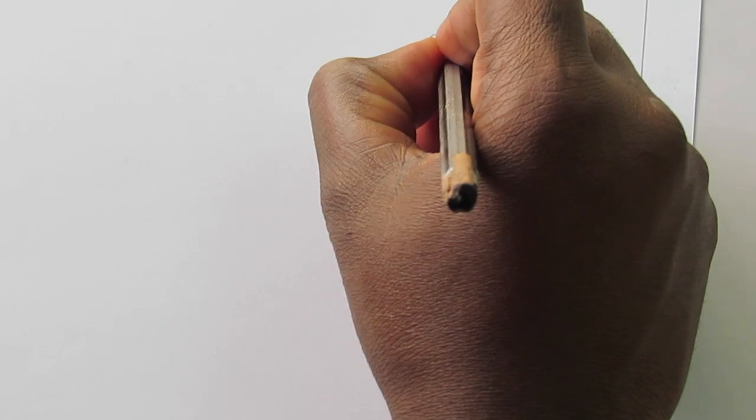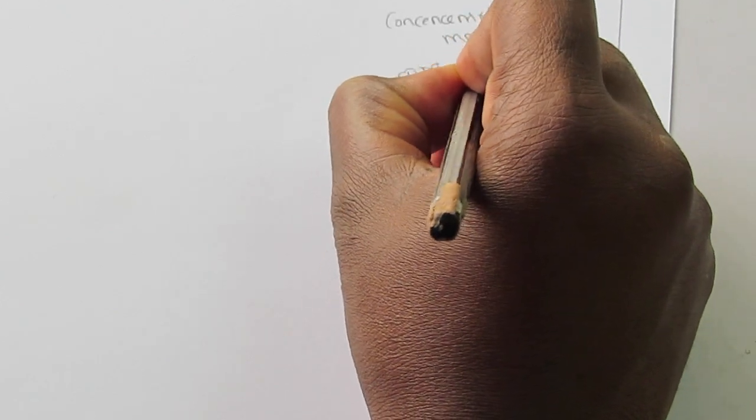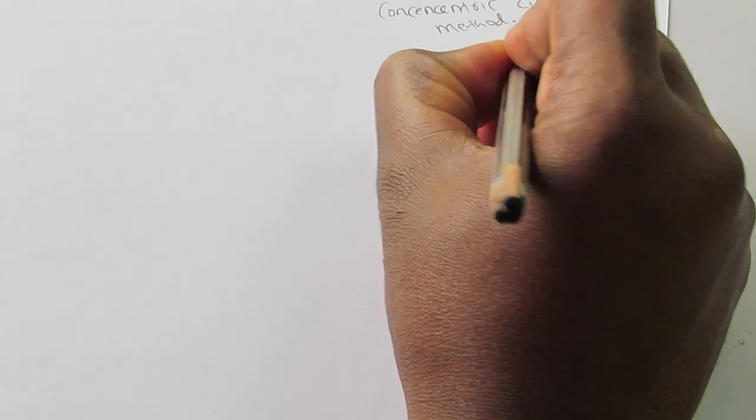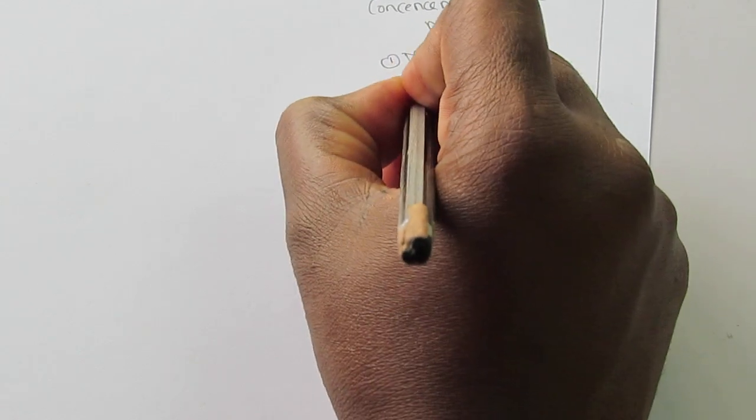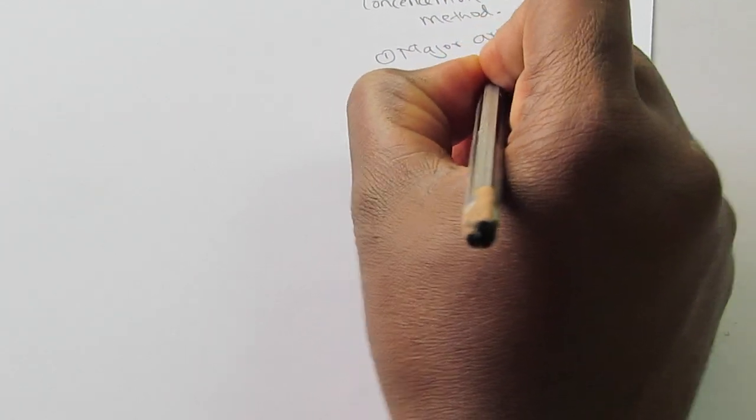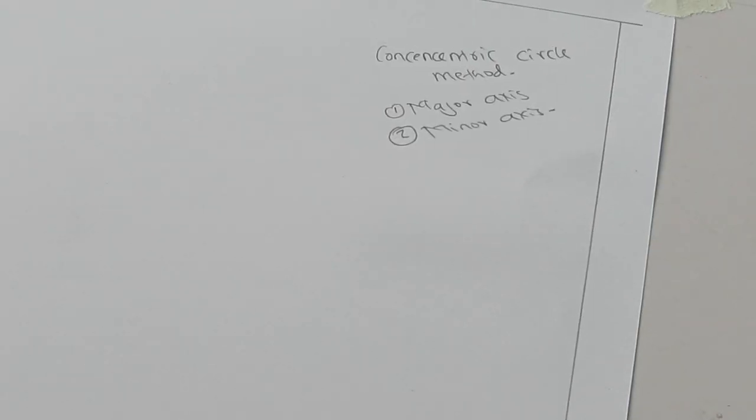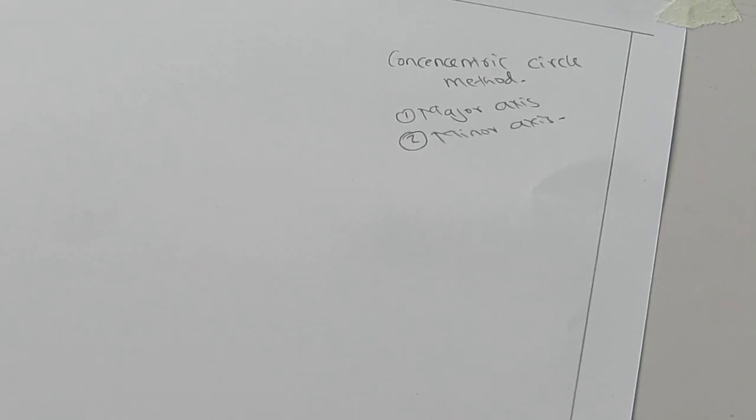In any given ellipse that you are supposed to do, we have got two dimensions. One is called the major axis, and two, we have got the minor axis. As you know, something that is major is something that is big, something that is minor is something that is small. That is the simplest way that I can explain this.